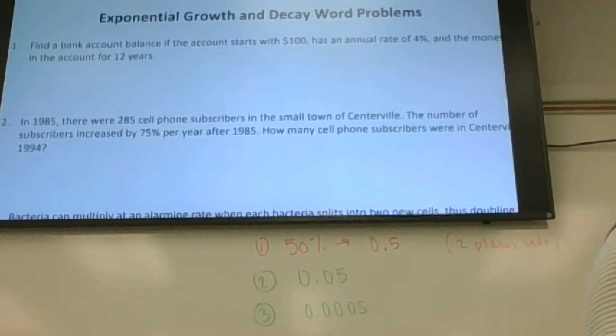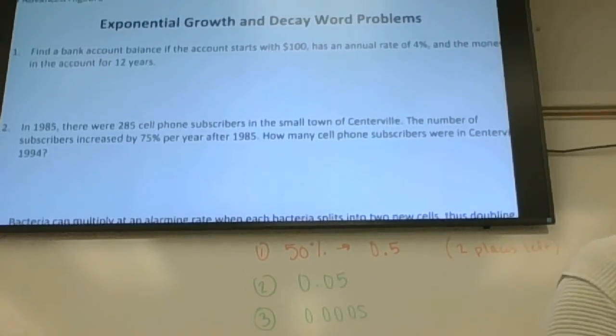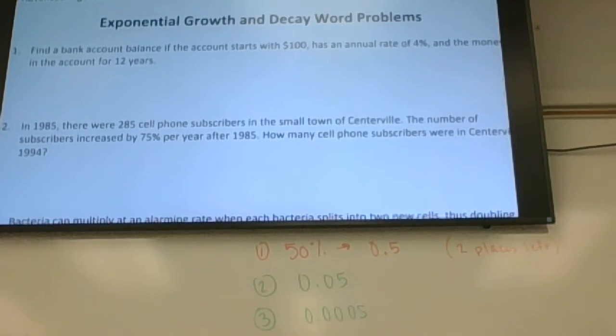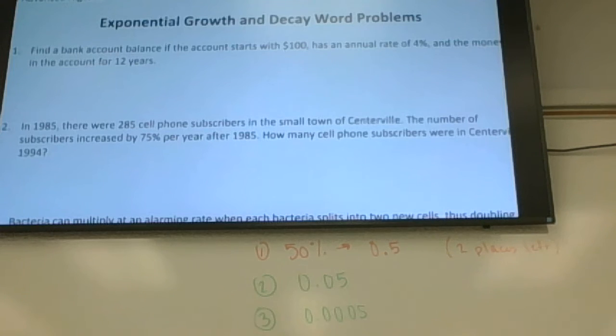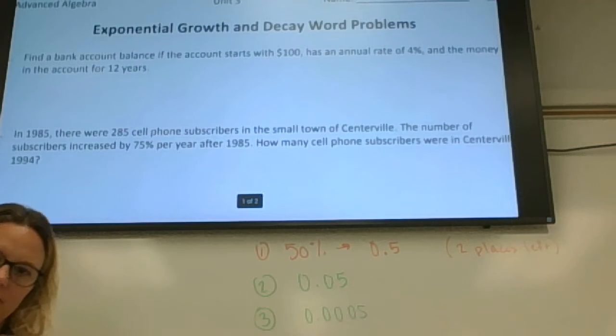So find a bank account balance. If the account starts with $100, so starts with means it's the initial amount. We'll put 100 in there. Has an annual rate of 4%, meaning the bank gives you 4% interest for keeping your money with them, and you leave it in there for 12 years.